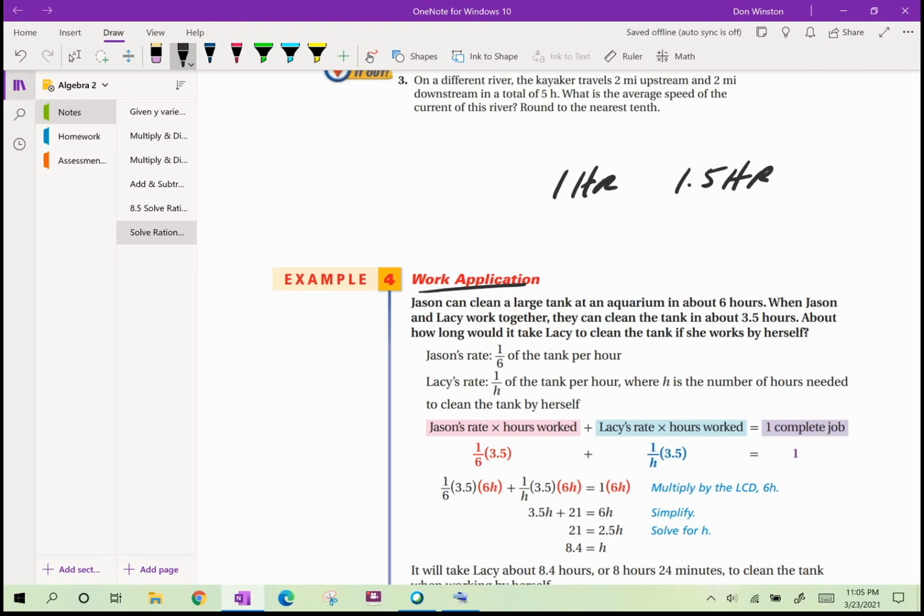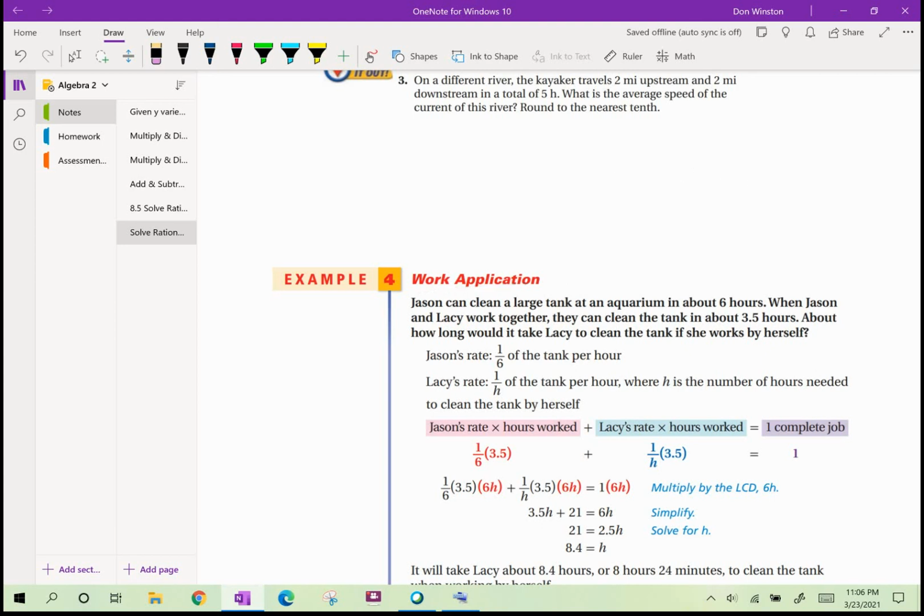But if your buddy is working slower than you, then working together, you would expect to be able to mow the lawn collectively in more than 30 minutes because your buddy is working slower than you are. And then likewise, if your buddy can mow the lawn in 1/2 hour and you can mow the lawn in 1 hour, then working together, you would expect that you guys would be able to mow the lawn in less than 30 minutes because your buddy's working faster than you. So that's how these work application problems work. So just keep that in mind.